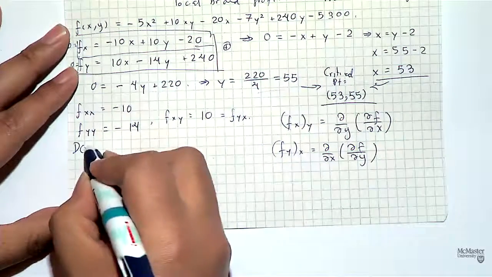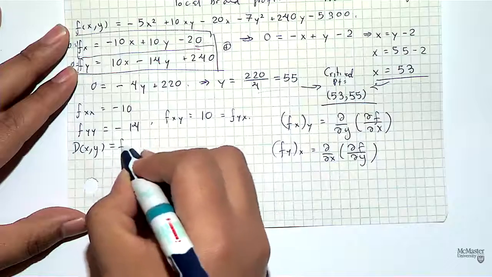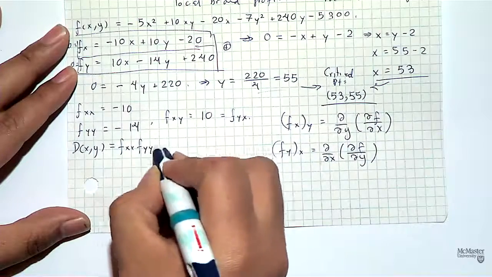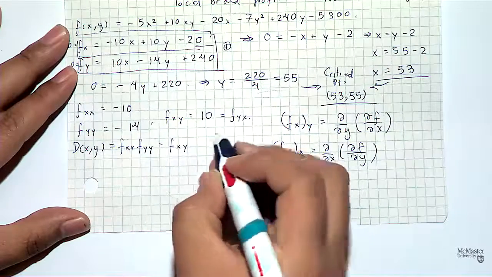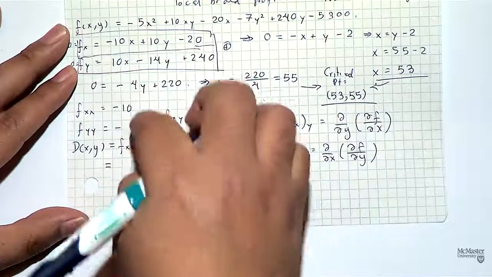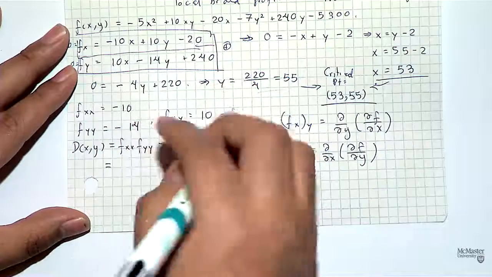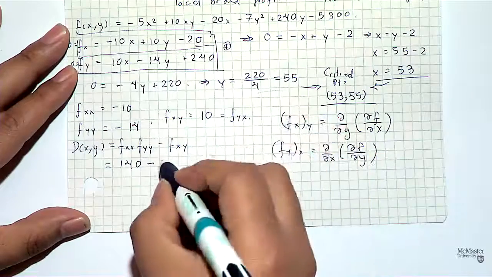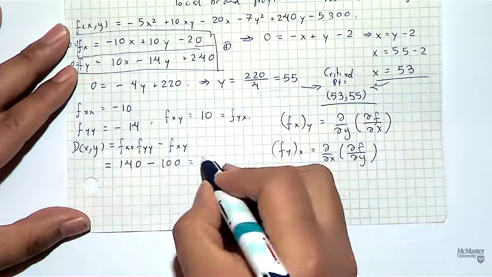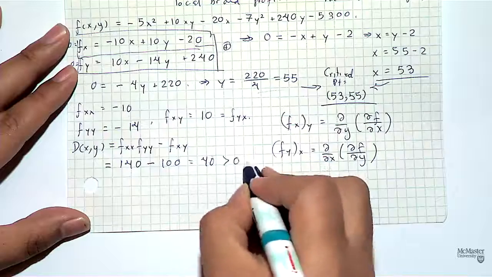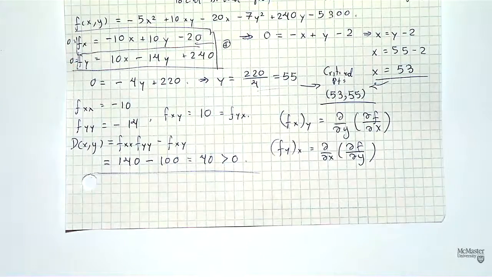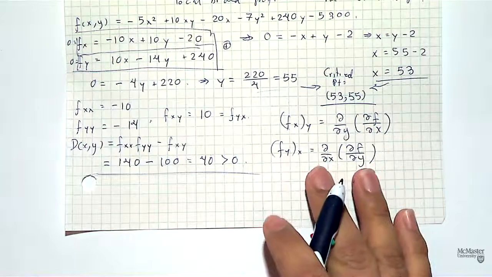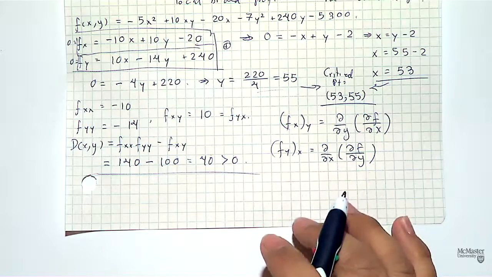Now you need to study this function, fxx times fyy minus fxy squared. So if I basically plug in, well, minus minus, you have plus 140, minus, and then you have 100, so you have 40, which is greater than 0. So that is nice. I mean, the fact that we got basically a quadratic function made the things very simple.